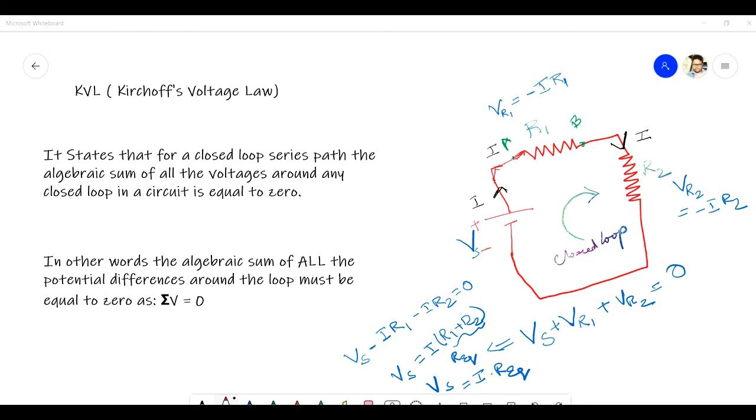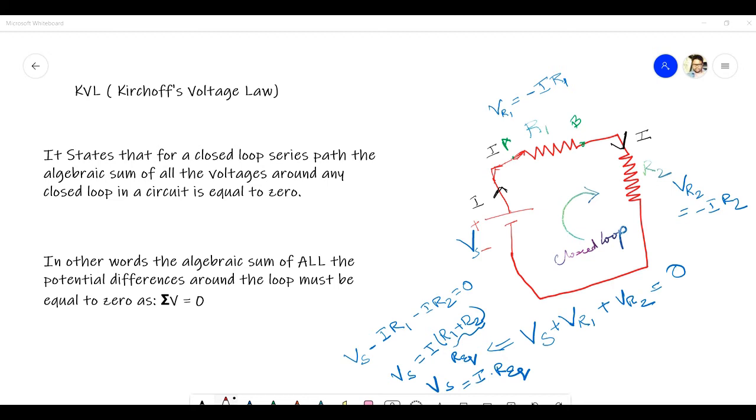Here the flow of current through the resistor is from point A to point B. So this is from positive terminal to negative terminal. So thus we are traveling in the same direction as current flow. There will be a fall in potential across the resistive element, which gives rise to a negative voltage drop. So minus I into R1. Similarly, for the resistive element, minus I into R2.